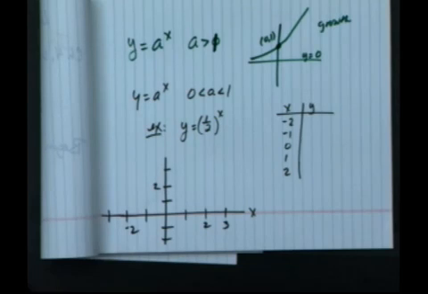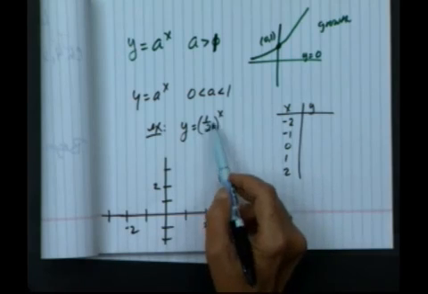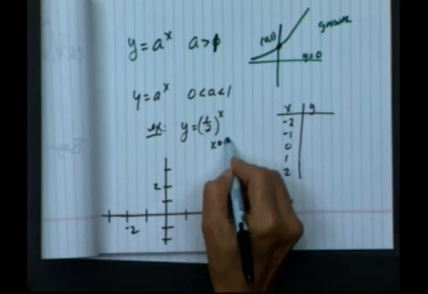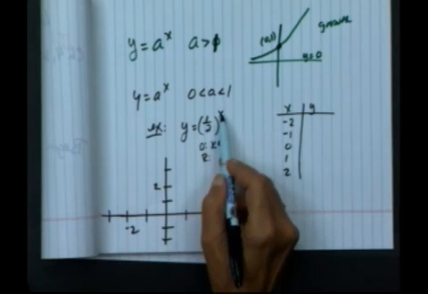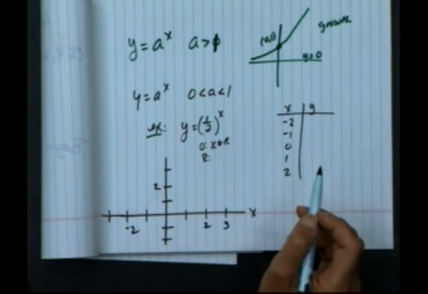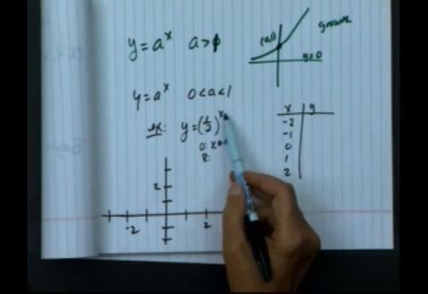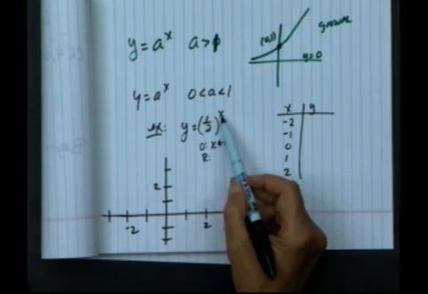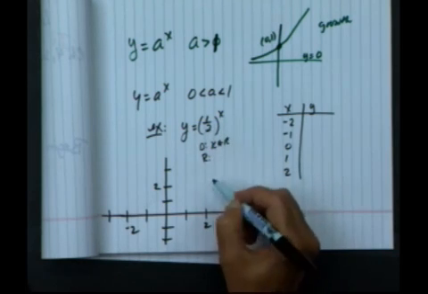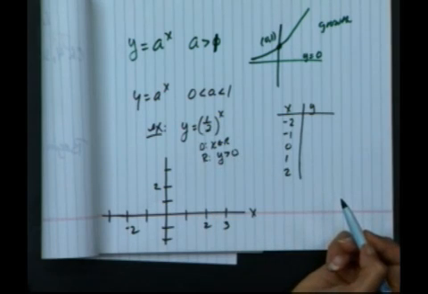Okay. What's your domain, by the way? All real numbers. What about your range? 1/2 raised to some power, can that ever come out to be negative? Could it ever come out to be 0? If you raise a 1/2 to a positive power, you get a positive number. So your range is going to be y is greater than 0.